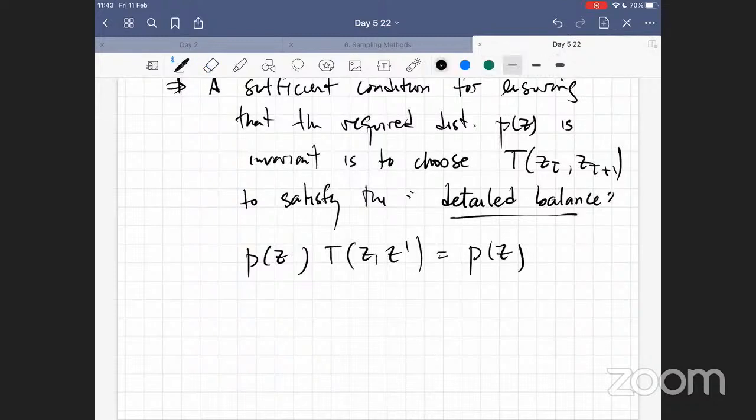So the probability of going from Z to Z prime times the probability of Z is equal to the other thing: the probability of going from Z prime to Z times the probability of Z prime. And then the Markov chain with this is said to be reversible.